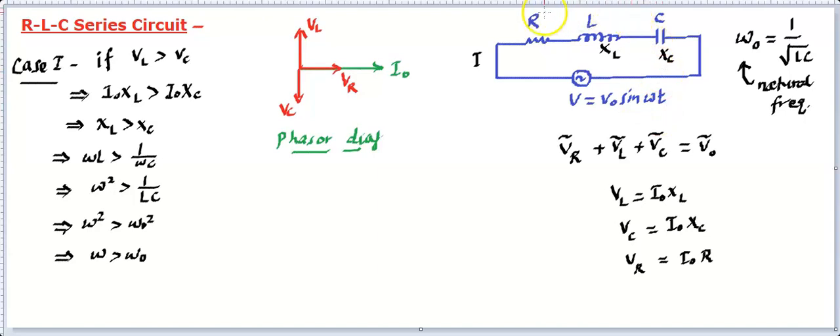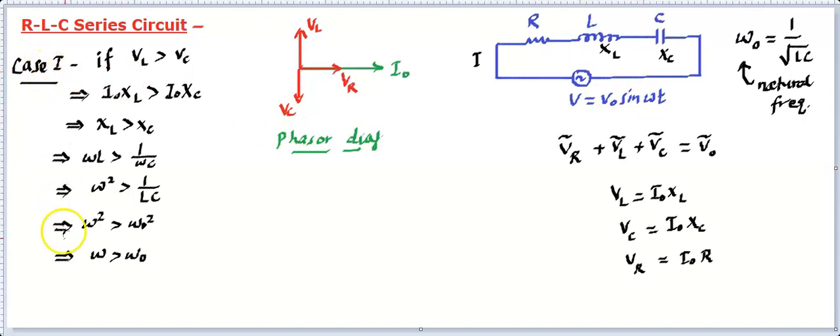That means this is a circuit. If this circuit is free to oscillate, it will be oscillating with this natural frequency. But you are applying an external source, and this external source wants this circuit to oscillate with a frequency called omega. So omega is the external frequency and this is the natural frequency. Now we need to compare between this natural frequency and this forced frequency.